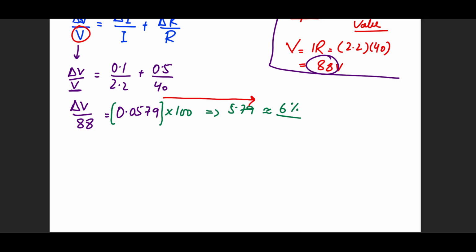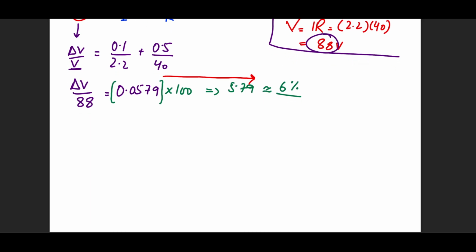But this is the route we take for absolute uncertainty. You don't multiply this by 100, but instead take this 88, the calculated answer, to the other side. So this is going to become delta V equals 0.0579 multiplied by 88. When you do that, you're going to get 5.0925. So this is going to be 5.0925.